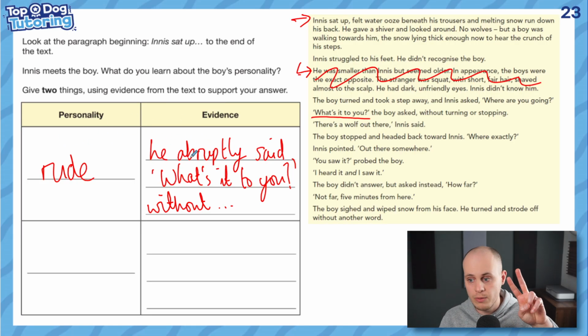There's 2 marks straight away. Look at that. 2 out of the 3 marks, because we've got 1 point and 1 evidence. So really, to get the 3rd mark now, all we actually need is just another valid point about his personality. So what else can we discover?